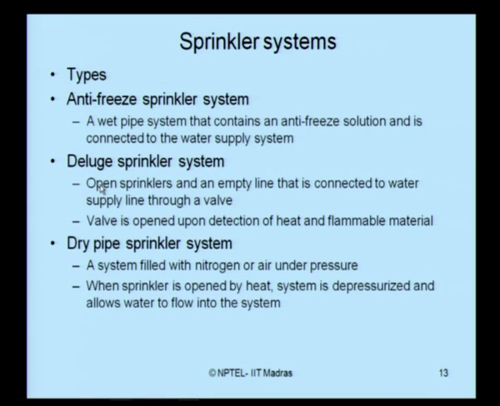The third type of sprinkler system, which is also common, is what we call a dry pipe sprinkler system. This has a system fitted with nitrogen or air under pressure. So, there is no wetness, there is no water or antifreeze liquid kept inside this system, that is why it is called dry pipe. The system actually has nitrogen or air under pressure.